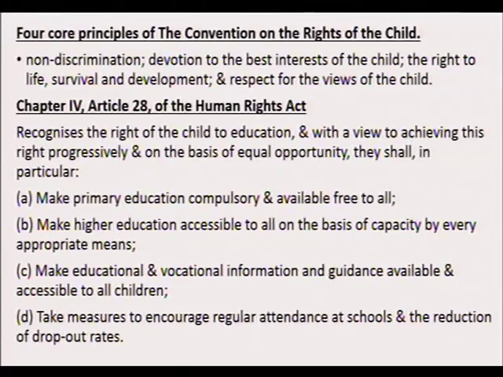Now, this specific article emphasizes the recognition of the right of the child to education, and with a view to achieving this right progressively on the basis of equal opportunity. What particularly should be done is the following. Primary education should be compulsory and available free to all. Higher education should be accessible to all on the basis of capacity by every appropriate means.